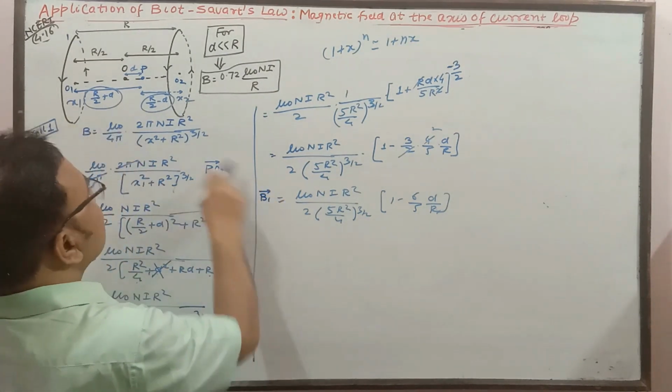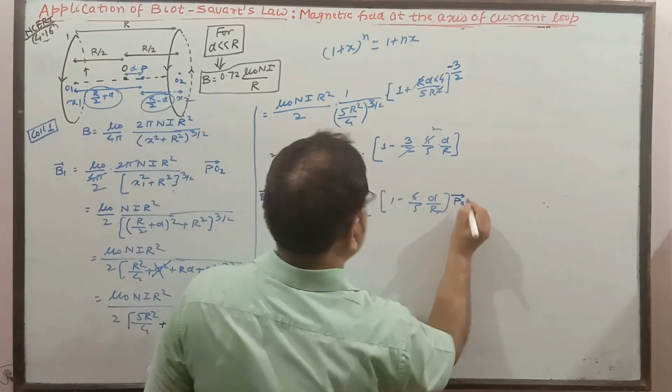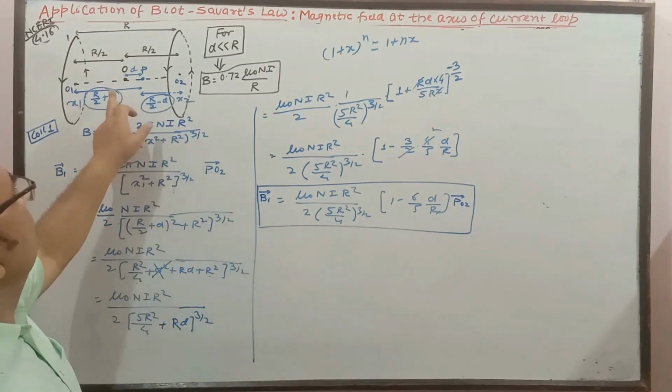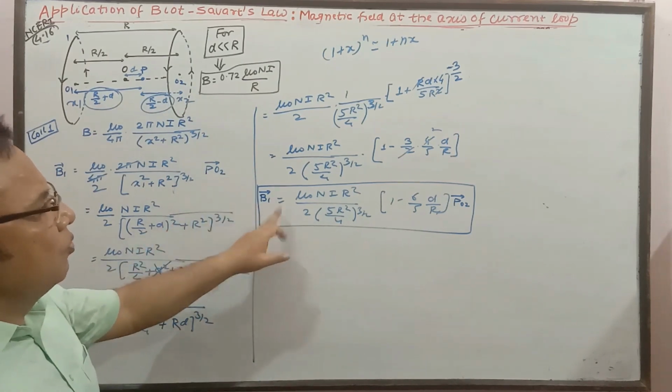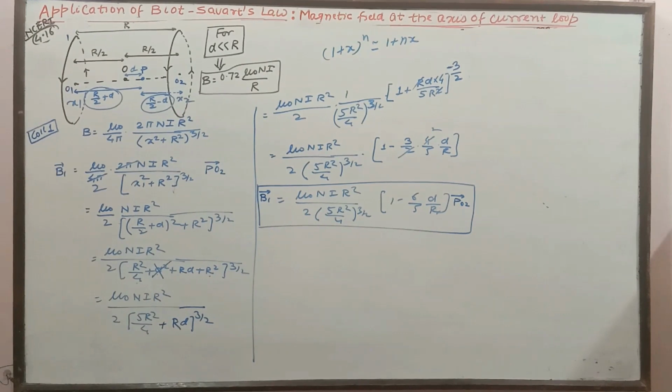In which direction was it? PO2, rightward. So PO2 is the direction. This is the result for B1 along PO2, what we had started. So the final result for the first coil is done. Now we are going to do it for the second coil. So please note it down if you would like to, so that we can erase the board.